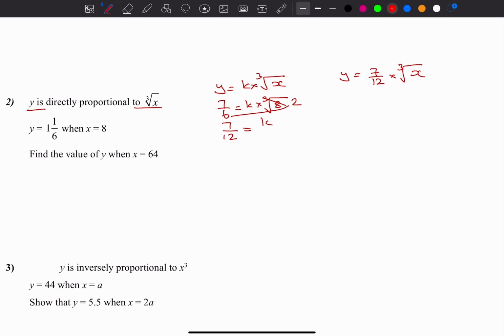Now, you want to know what y is when x is 64. When x is 64, y equals 7 over 12 times the cube root of 64. Cube root of 64 is 4. Then 4 and 12 can be divided by 4. That's 1 and 3. 7 times 1 is 7 over 3. So 7 over 3.